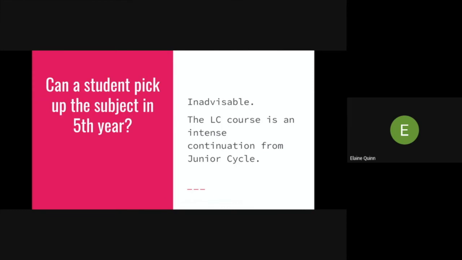Some frequently asked questions now. A common one is, can a student pick up the subject in fifth year? And the advice that I must offer is that this is inadvisable. The Leaving Certificate course is an intense continuation from junior cycle and is based on the assumption that a student has a solid foundation of knowledge and skills from their junior cycle experience.